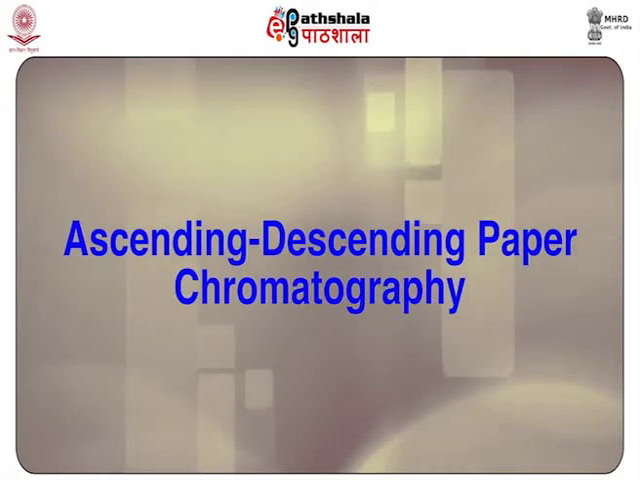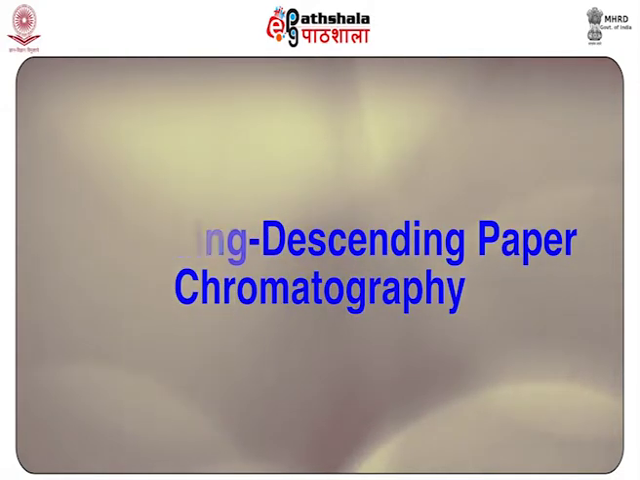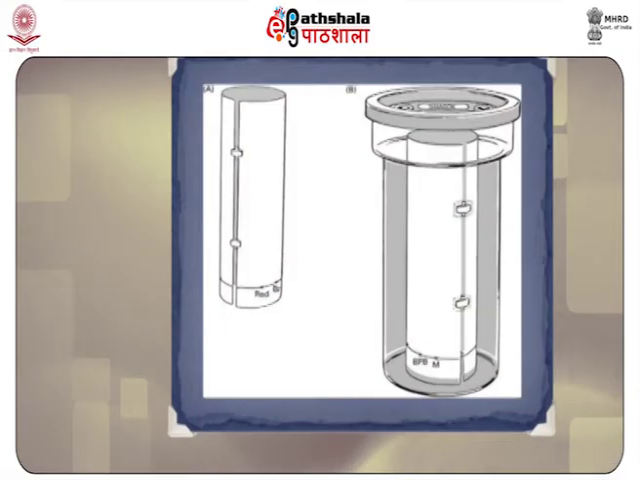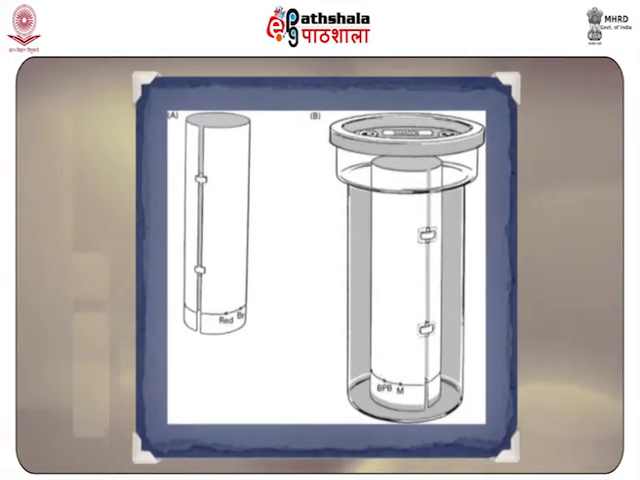Next is ascending-descending paper chromatography. It involves the characteristics of both the above mentioned techniques. The upper part of the paper, which carries ascending chromatography, is turned over a rod so as to allow the paper to perform descending chromatography after that.